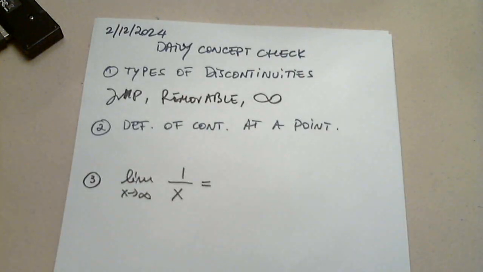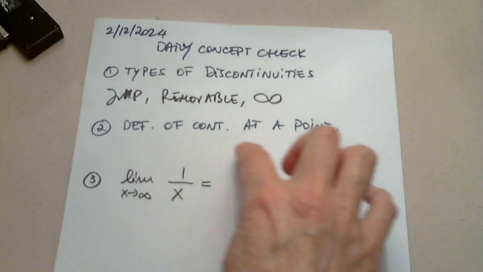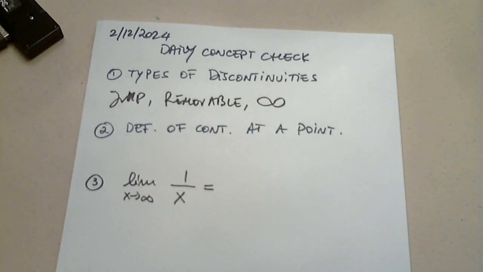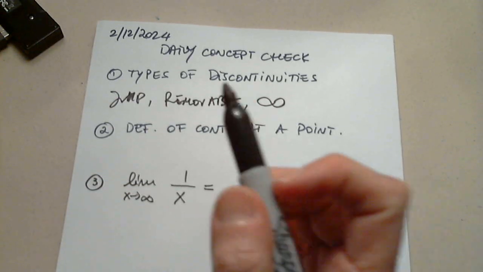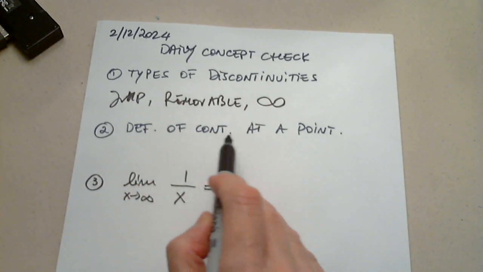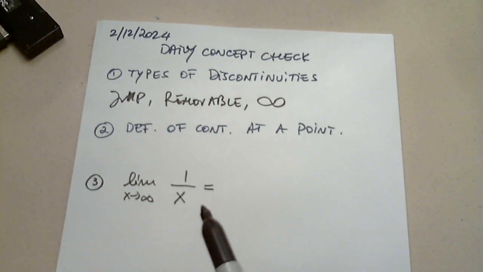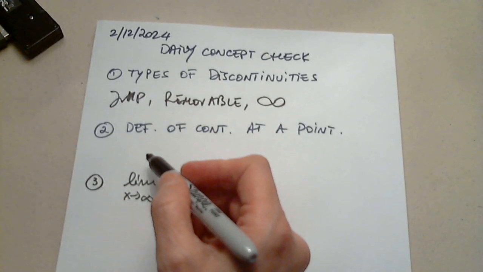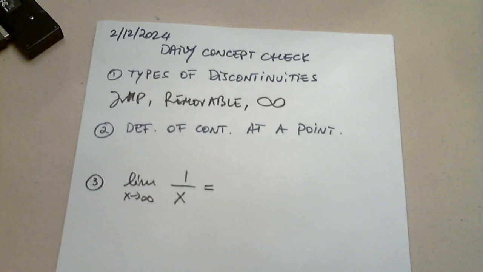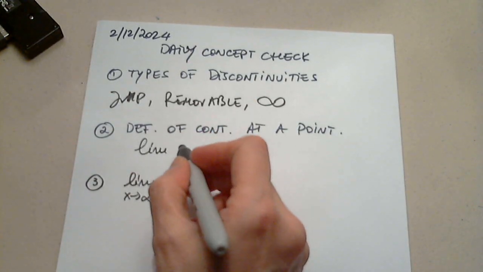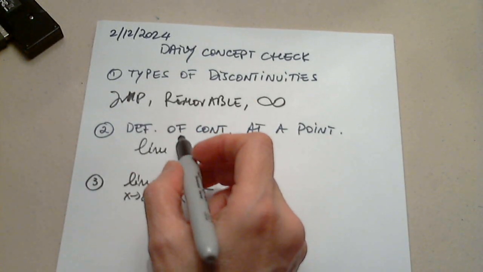Very good. Definition of continuity at a point. This is extremely important. You're going to have this type of problem on our first test 2 weeks from today, definitely, for sure. Definition of continuity at a point. What should I write? Anyone, please? Equals the limit, or the limit equals the function value.